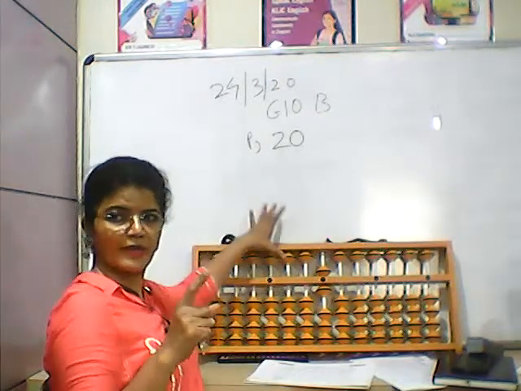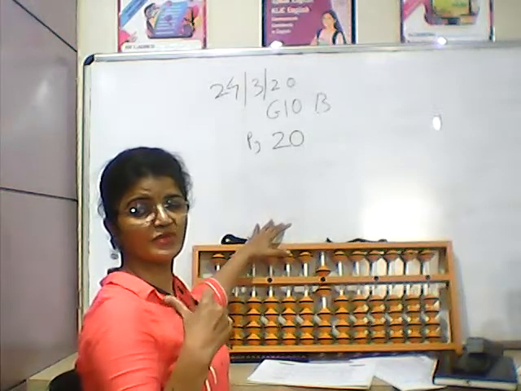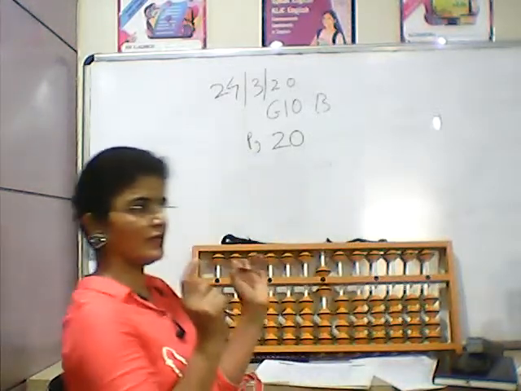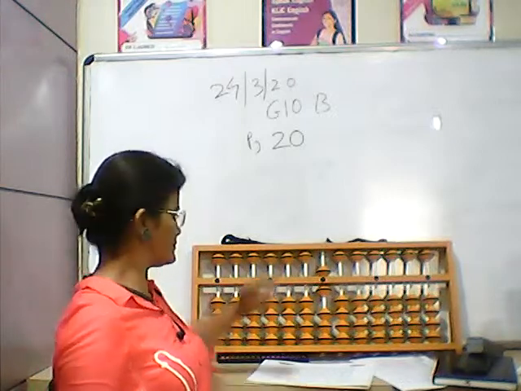We'll go to sum number 20. First row. Make a gun. Hold your abacus. Sit straight. Back should be straight. Don't lean on the table. Only palms on the table.